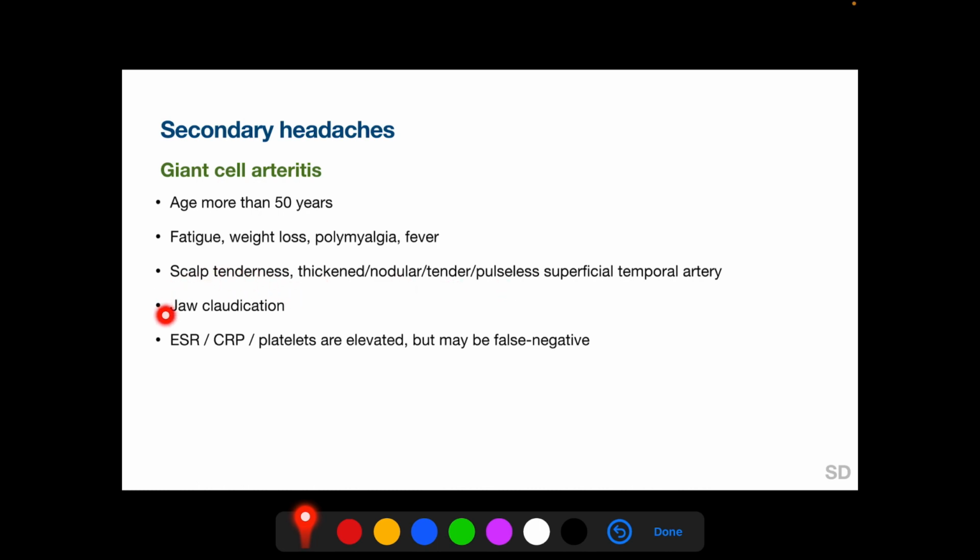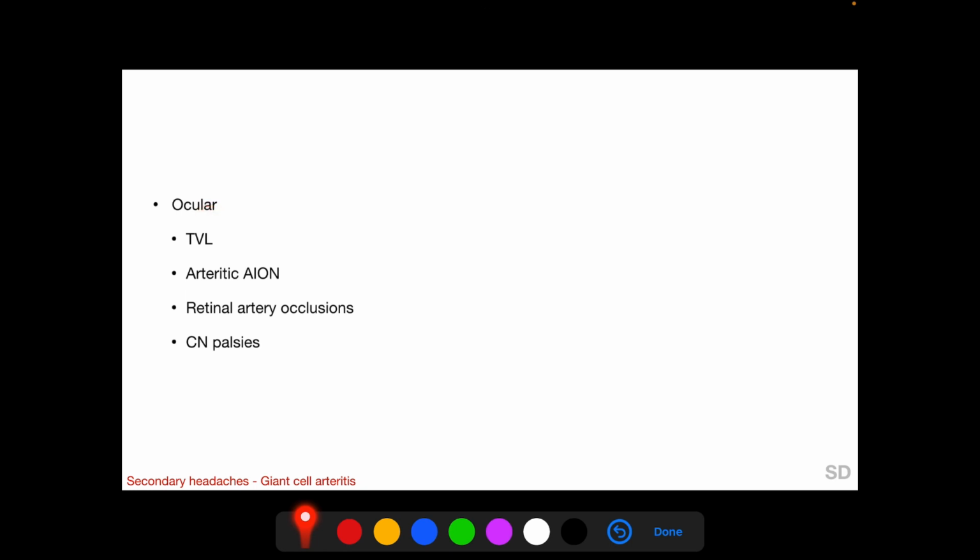Jaw claudication is a highly specific symptom of giant cell arteritis, and on examination of the blood, ESR, C-reactive protein, and platelets may be found to be elevated, but they may be false negative in as many as 20% of patients. Ocular symptoms of giant cell arteritis include transient visual loss, arteritic AION, retinal artery occlusions which may involve the ophthalmic artery, the central retinal artery or branch retinal artery, and cranial nerve palsies. If any elderly patient presents with any of these four signs or symptoms, giant cell arteritis must be excluded.